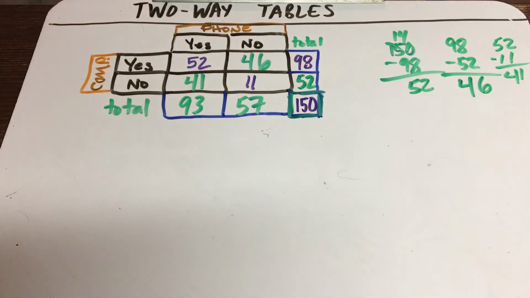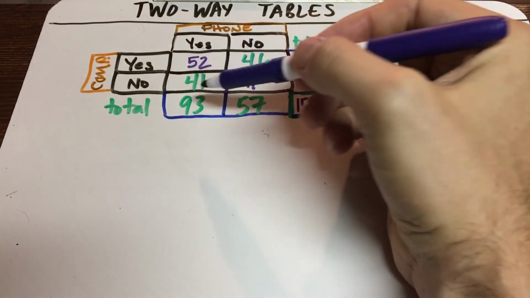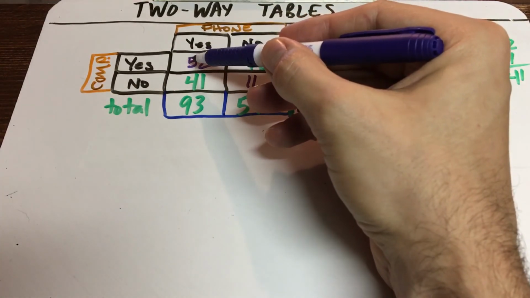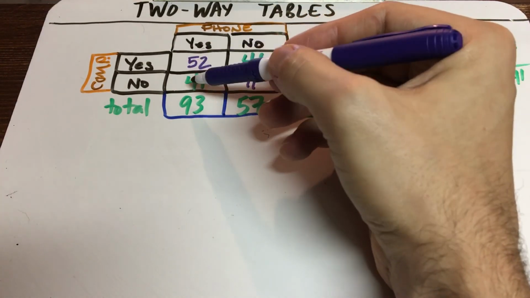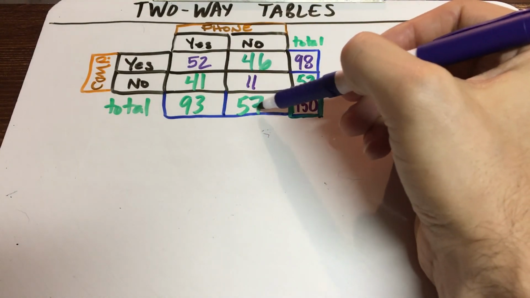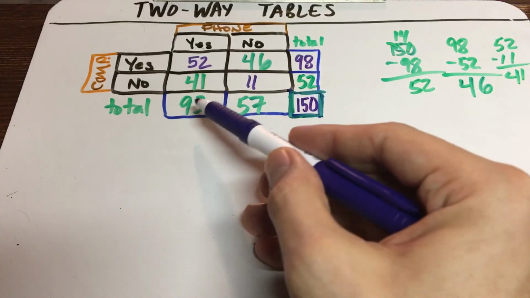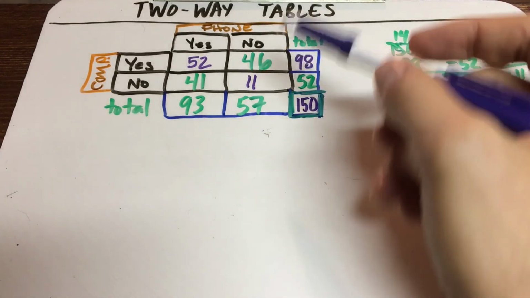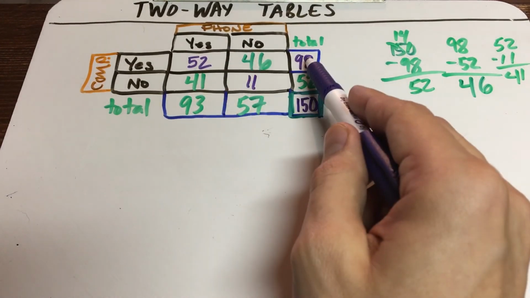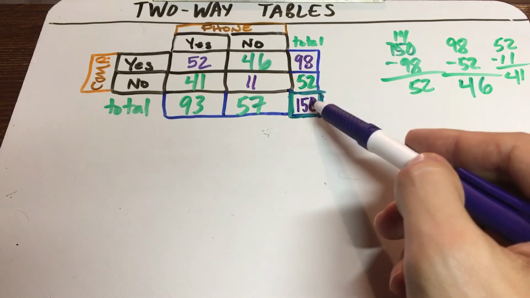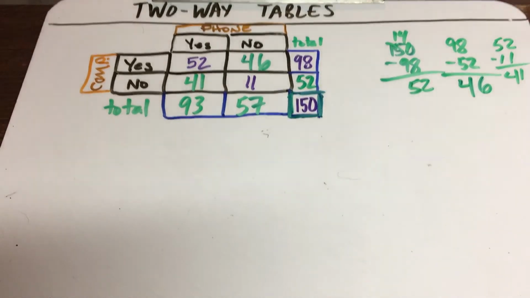If you want to do a quick double check, sometimes if this was me, I would want to double check this just to make sure, because since we went in all sorts of random orders, there's a possibility my numbers don't match up. Let me just do a double check. Does 52 plus 41 equal 93? Yes. Does 46 plus 11 equal 57? Yes. Does 93 plus 57 equal 150? Yes. And then going across those two, does that equal 98? Yep. 52, yep. If I add those two together, does that equal 150? Yep. So that looks pretty good.